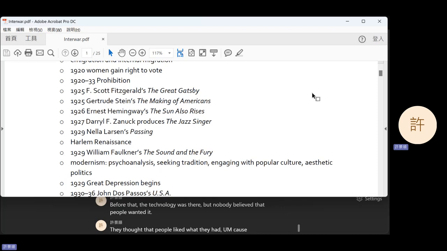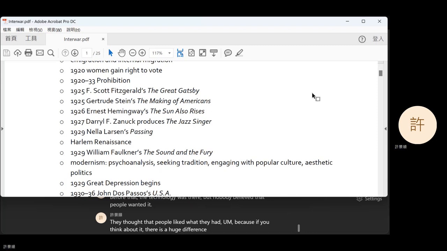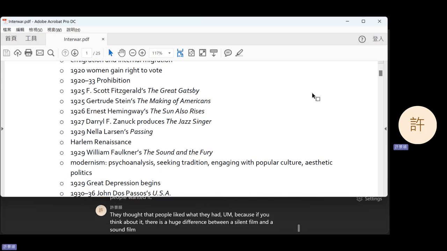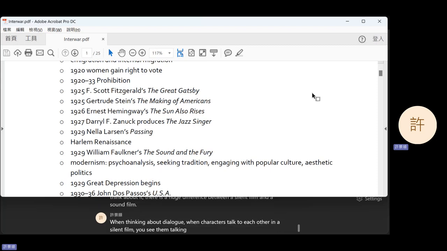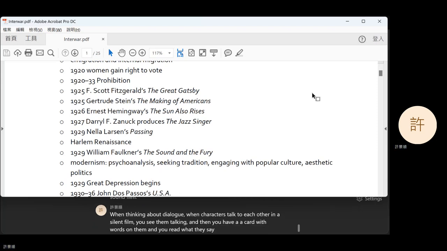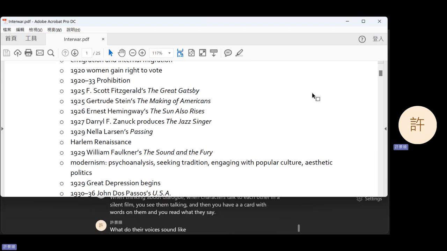Because if you think about it, there is a huge difference between a silent film and a sound film when thinking about dialogue, when characters talk to each other. In a silent film, you see them talking, and then you have a card with words on them, and you read what they say. What do their voices sound like? How do they say these words? What is their attitude? What is the emphasis? What is the speed that they say these words? It's all up to the individual imagination. So there's a higher level of subjective participation when watching a silent film.